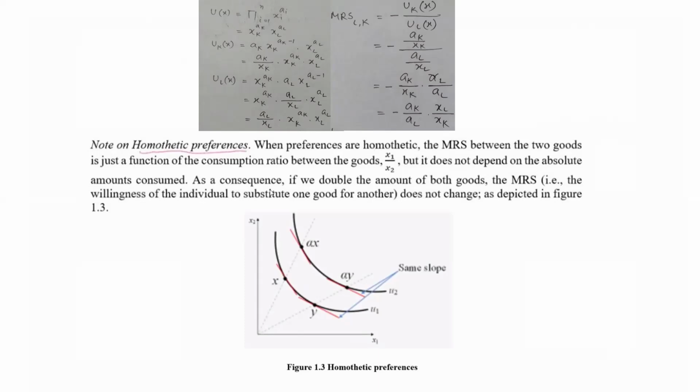By graphical representation, we can see that if we manipulate y by ay and x by ax, the slope at this point will be equal. That means the ratio of x and y will be equal. The slope will remain the same.